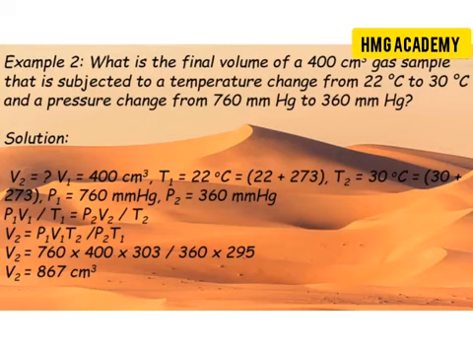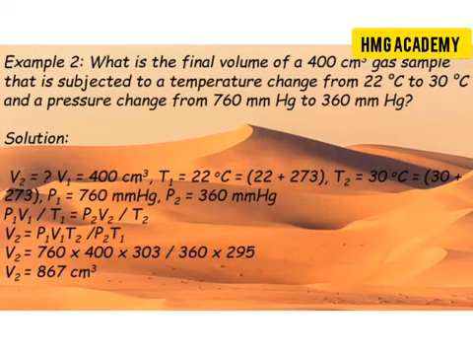V2 is unknown. V1 is 400 cm cubed. T1 is 22 degrees Celsius, which we convert to Kelvin, while T2 is 30 degrees Celsius. Of course, we convert to Kelvin by adding 273. P1 is 760 millimeter mercury, while P2 is 360 millimeter mercury.